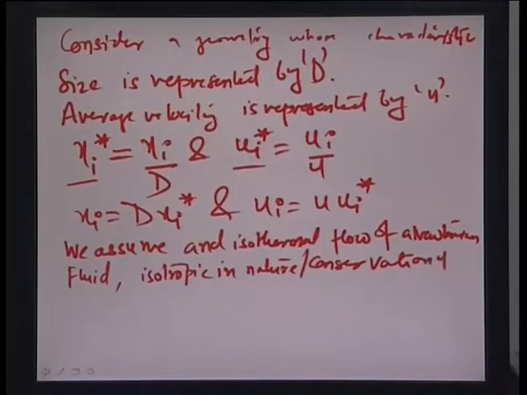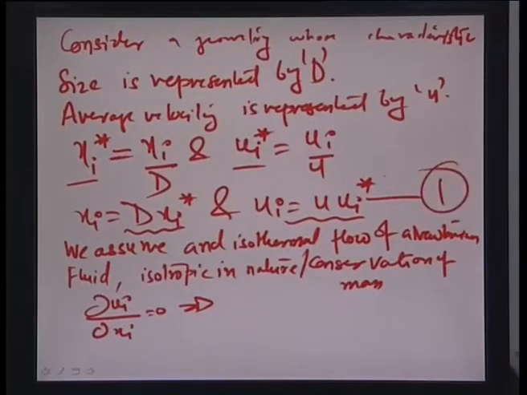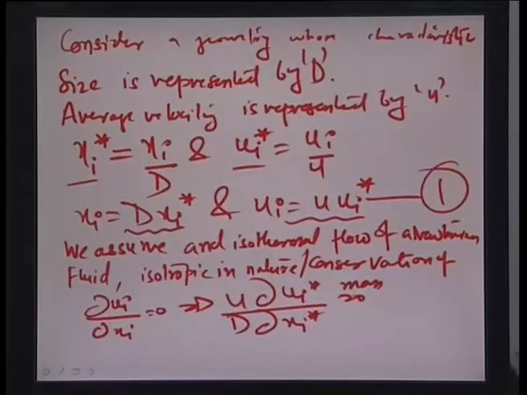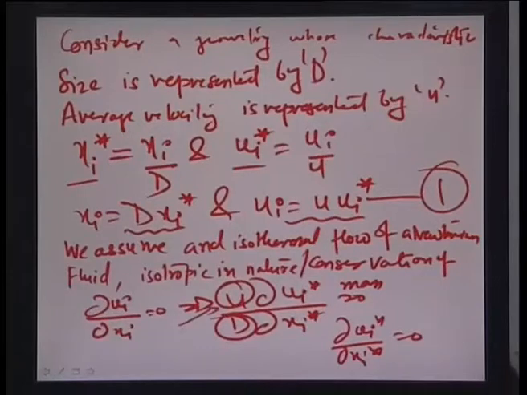So, the conservation of mass equation can then be represented, as you saw earlier, as dui by dxi equal to 0. We now try to put these different quantities, which have been formulated in the set of equations 1, into it. So, we are left with u del ui star by d del xi star equal to 0. In other words, del ui star by del xi star equal to 0. These two being characteristic numbers representing velocity and dimensions, they remain constant, and so they can be taken outside the differential. Therefore del ui star by del xi star is 0. So, this is the scale down equation.